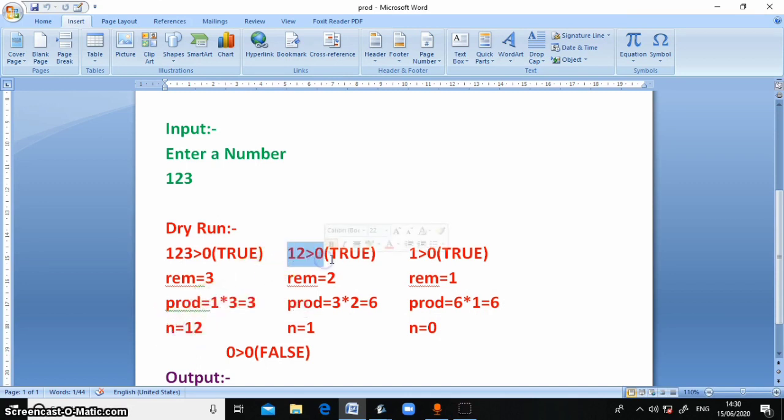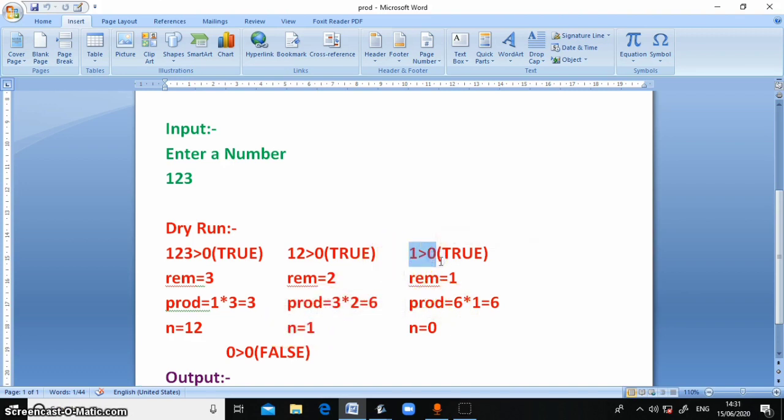12 greater than 0, yes, the condition is true. 12 modulus 10 gives the remainder, that is 2. Prod was 3, 3 into 2, 3 twos are 6. 6 is stored in prod. 12 divided by 10 gives the quotient, that is 1. 1 is stored in n.